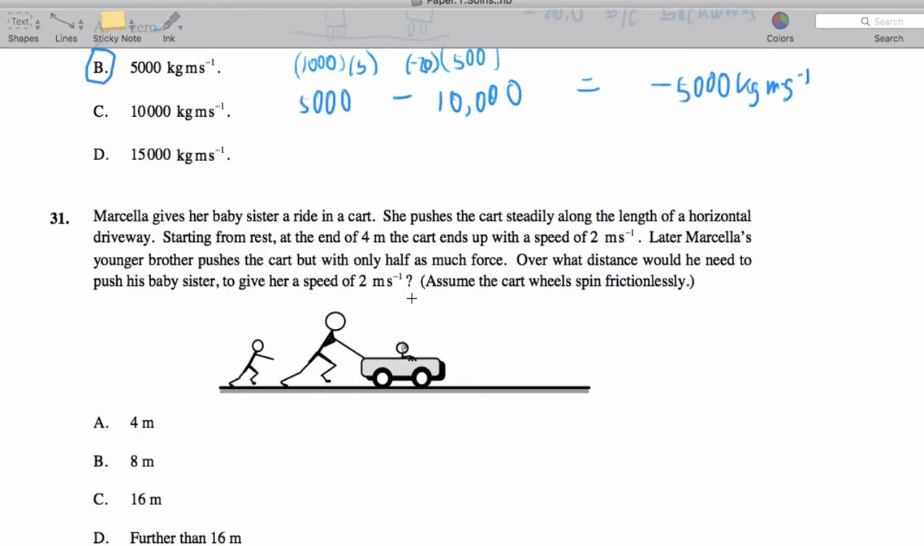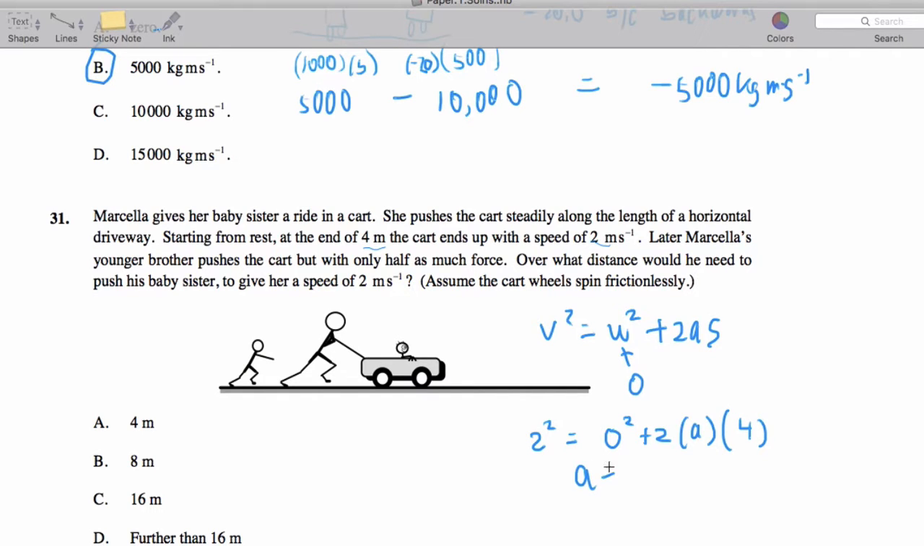Whenever I push something over a distance and I get a speed from rest, I always want to go with this equation as my starting. And u in this case is 0. So let's just see what we can do. So first of all, I know that I end up with a speed of 2 meters per second. My initial speed is 0 plus 2 times a times a distance, which is 4. So I'm getting an acceleration of 1/2 meters per second squared when her mom pushes.